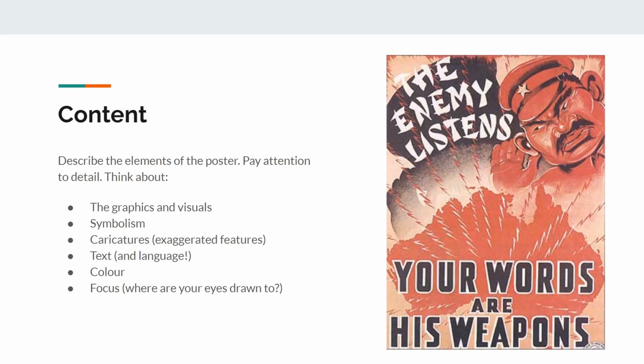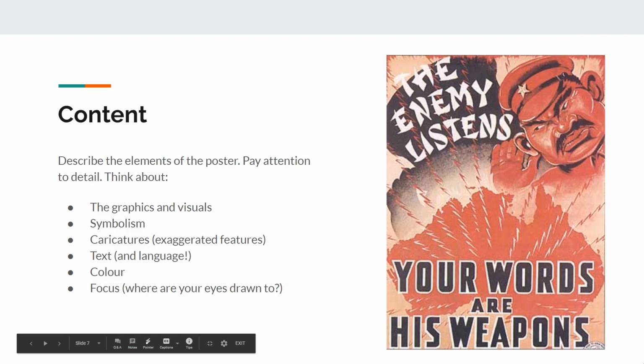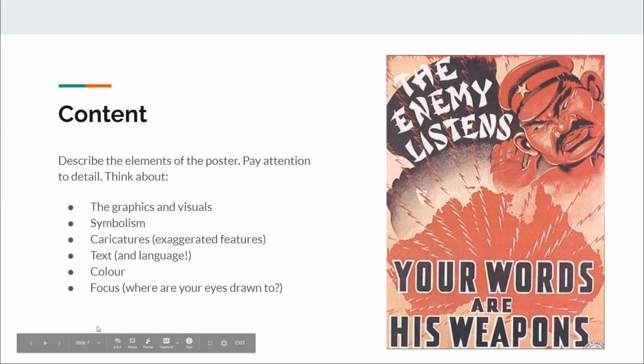Think about the text, as well as the language it's in, the color that is used. So certain colors evoke certain emotions, and think about the focus. So where are your eyes drawn towards? If you look at this poster, there are quite a few things happening. But let's talk about focus. Where are your eyes drawn? Think about all the things in this poster. Where do your eyes look at? I'll give you a moment. Type in chat right now. Where do you think your eyes will focus on by looking at this poster?